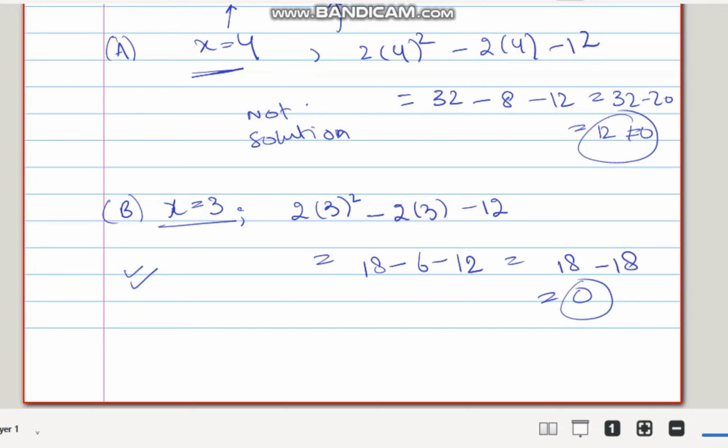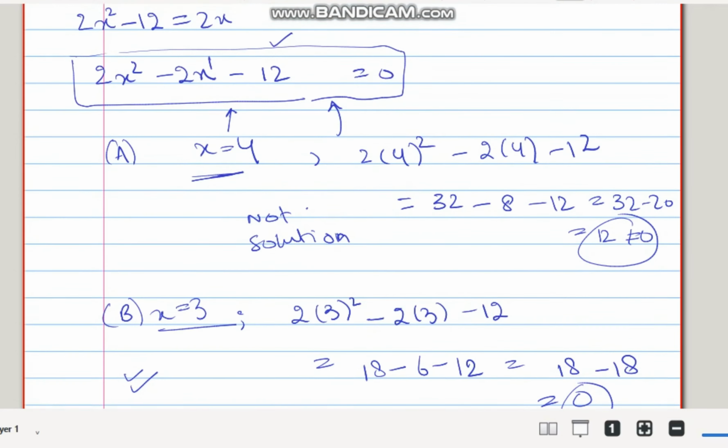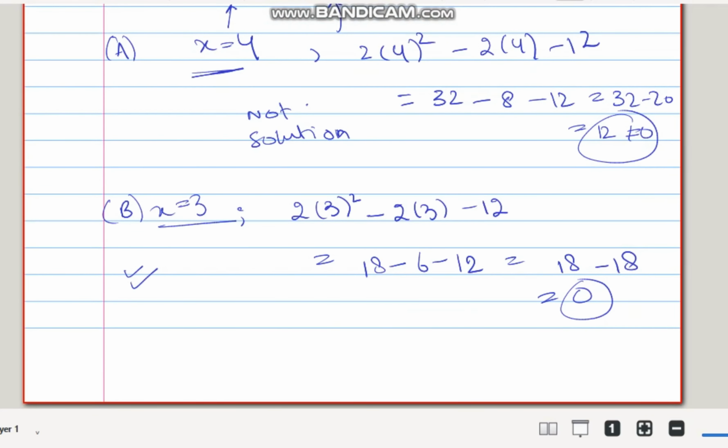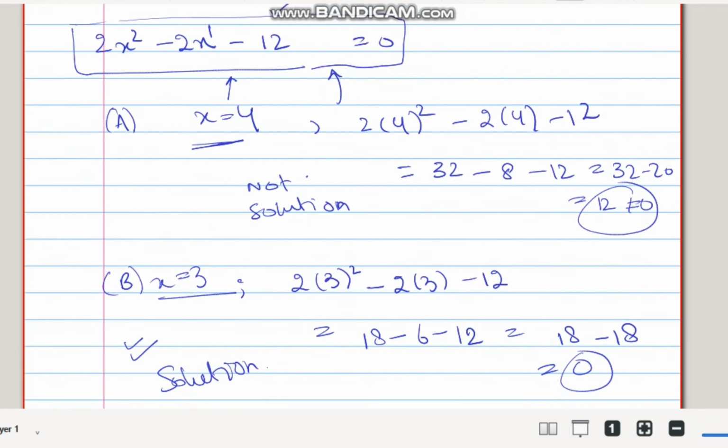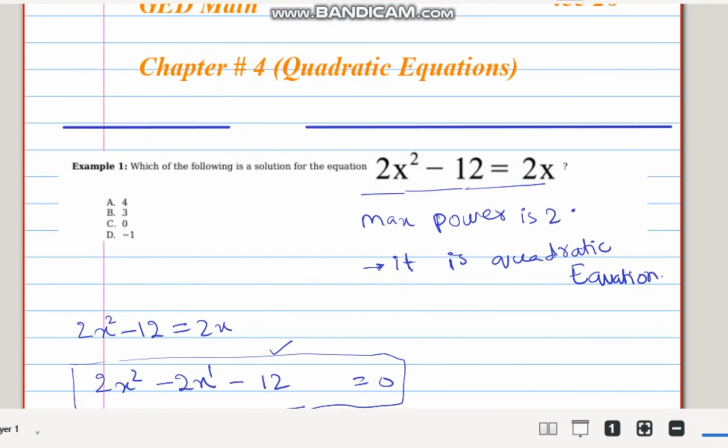You will put the tick on option B. Option B is correct, because x equal to 3 satisfies the quadratic equation which was given to us. This is the important point in this question. Let me write here, this is the solution. The correct option is 3. Let me circle this.